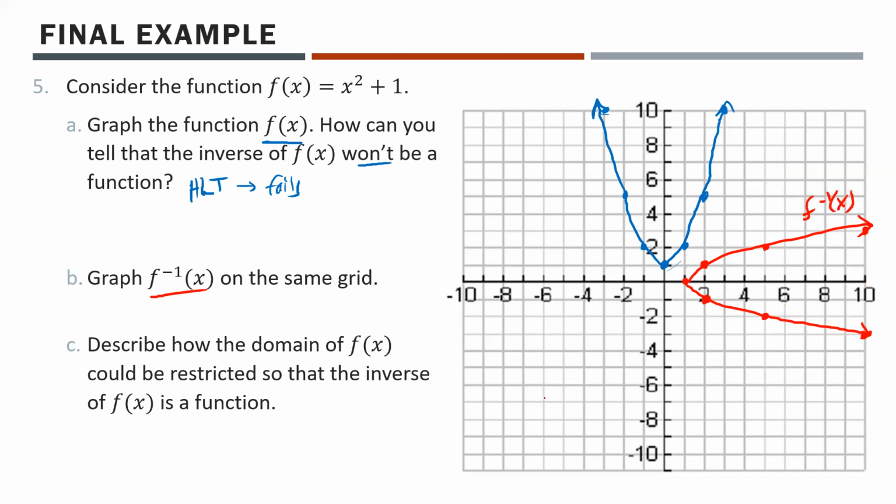So describe how the domain of f of x could be restricted so that the inverse of f of x is a function. Just to drive this home right now, this is a really good final example. You want to chop off one of the arms of the original blue function f of x. Look at your vertex. Your vertex is at 0, 1. Just pick one of the arms to keep. I always keep the positive side. So if I'm going to restrict one of the arms here, I'm just going to say x is going to be greater than or equal to 0. So x is greater than or equal to 0.